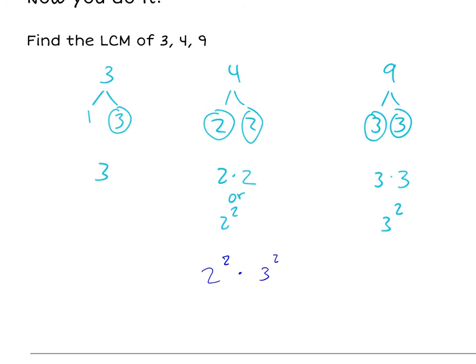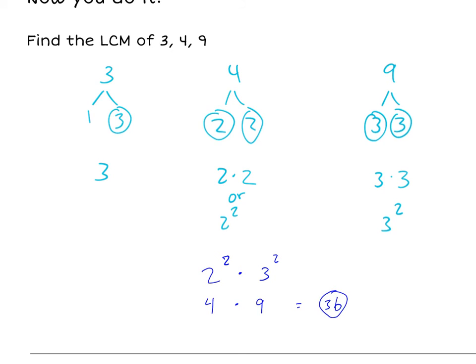2 times 2 is 4. 3 squared is 3 times 3, which is 9. 4 times 9 is 36. That is my least common multiple.